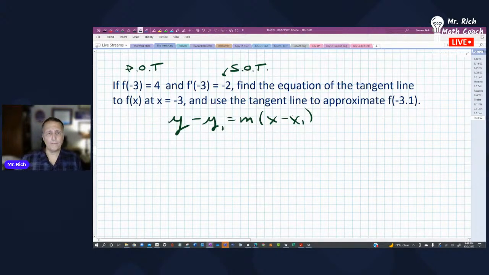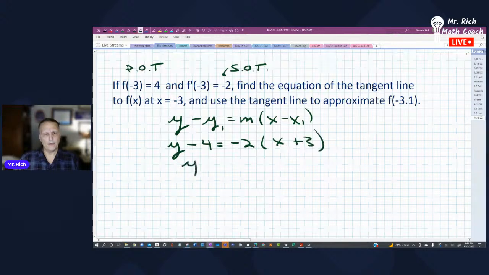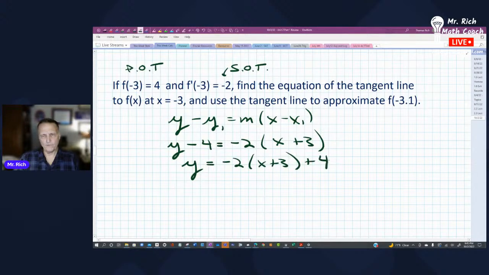And what do I put in? Well, the slope of the tangent line is -2, and the point of tangency is -3, 4. So this is going to be y minus 4 is equal to -2 times x plus 3. I will move the -4 over, and there we go. So that's my tangent line equation.